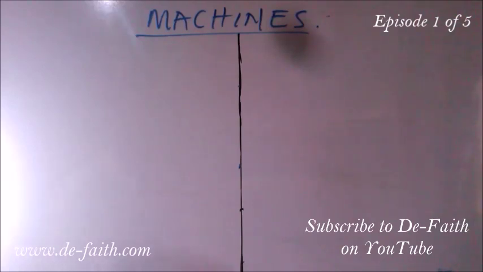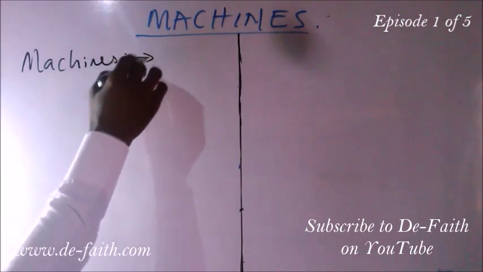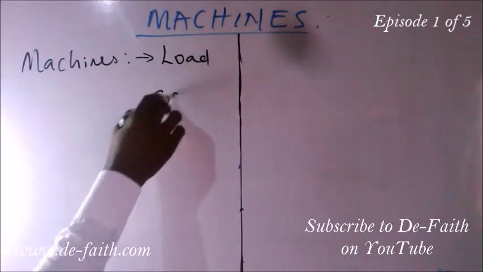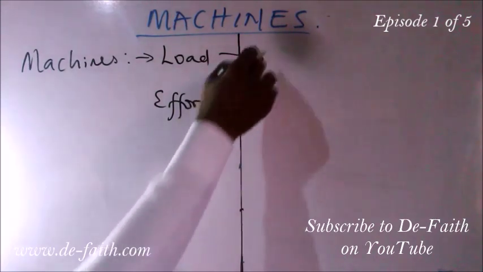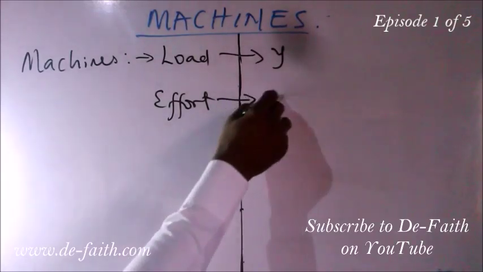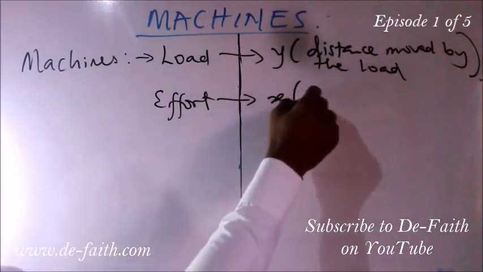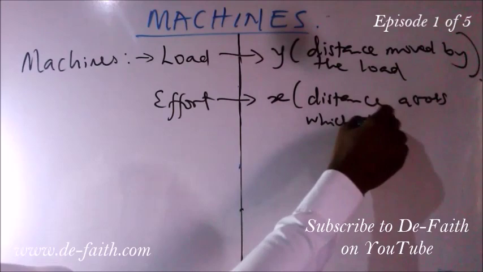So when we are talking about machines, we talk about the fact that you apply effort, and that effort will be needed to move perhaps a body through a distance, and then we talk about a load which is being moved through a distance as well. So when we are talking about machines, we can't forget load and effort. This load needs to move a certain distance, which we could represent as y, and the effort is applied to move through a certain distance. We can represent that with x. This is the distance moved by the load, and this is the distance across which the effort is applied.